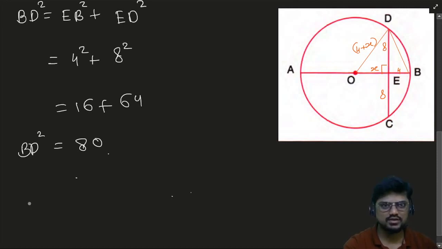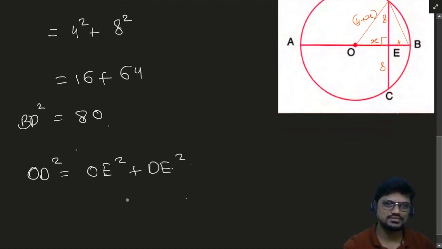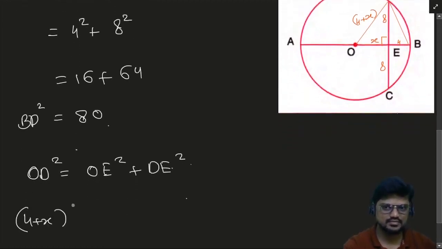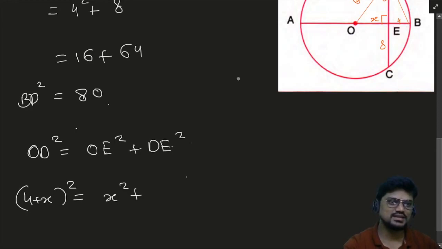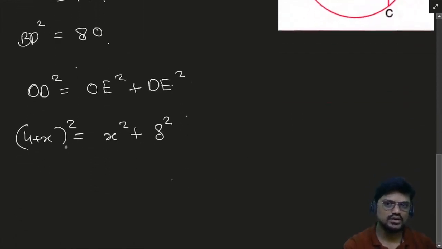See, we can say that OD square is equal to OE square plus DE square. You can write your answer in the chat box. And OD is what? 4 plus x. Correct. After that, OE is x square, plus DE is what? 8, 8 square. So what you can do? A plus B whole square, that is 16 plus 8x plus x square is equal to x square plus 64.